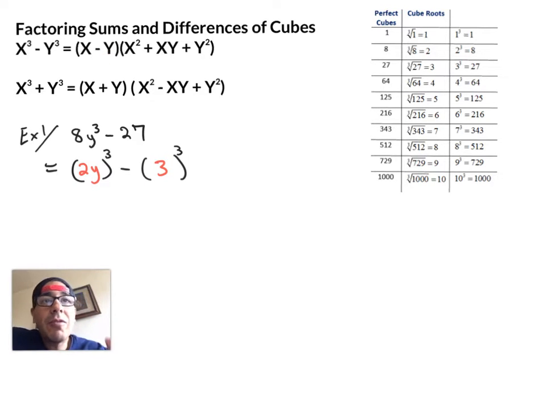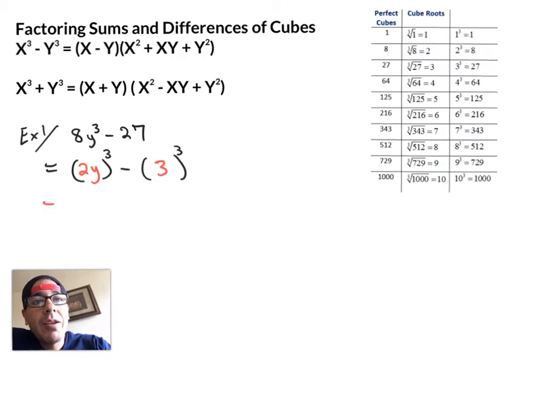Maybe in some of your notes, your teacher may have written it as a cubed minus b cubed. And that's a good idea too. So this would be like my a and this would be my b. But again, they're variables. It doesn't matter. So now that we have our x and our y in this formula, let's go ahead and substitute everything in.